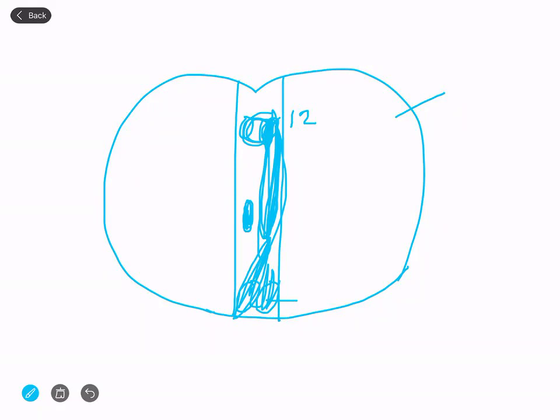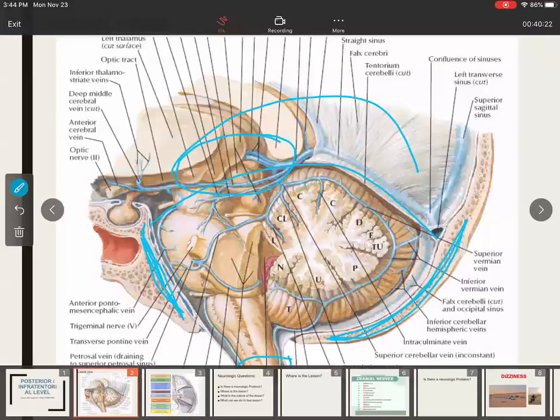Hence there are other areas in the brain from the hypoglossal nuclei, okay, here, it will actually exit, right? Then it will actually go here.